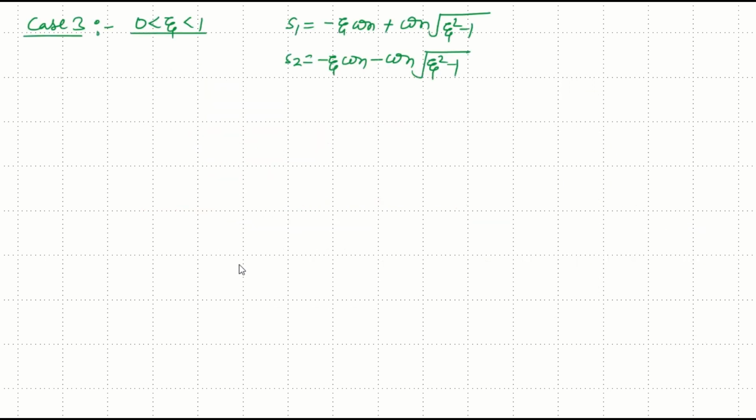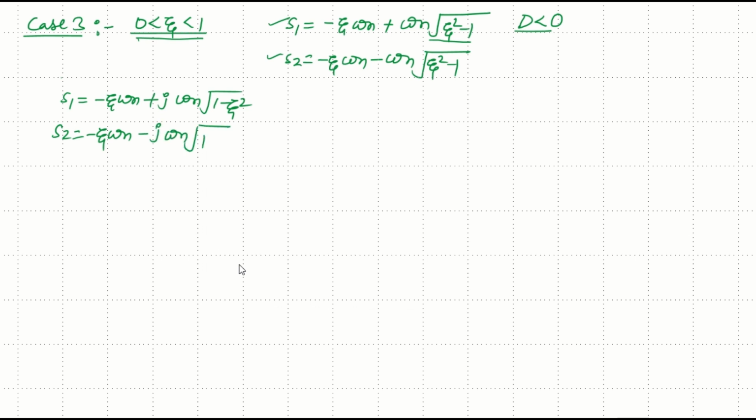Now let us discuss the third case. In this case, the value of zeta lies from 0 to 1. Now the roots S1 and S2 are given by this expression. Since the value of zeta is less than 1, the discriminant will be negative. Hence we will get complex roots. Let me take the negative sign common from these two expressions. So in this case, S1 will be minus zeta omega n plus j omega n square root of 1 minus zeta square, and similarly S2 will be minus zeta omega n minus j omega n square root of 1 minus zeta square.